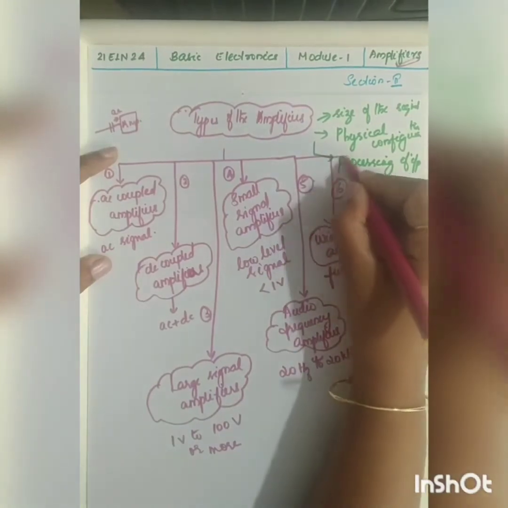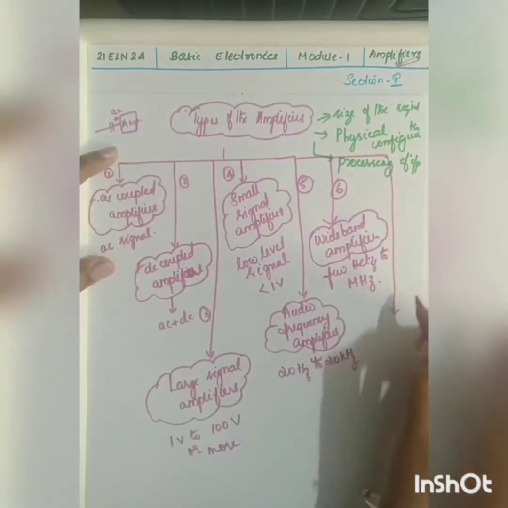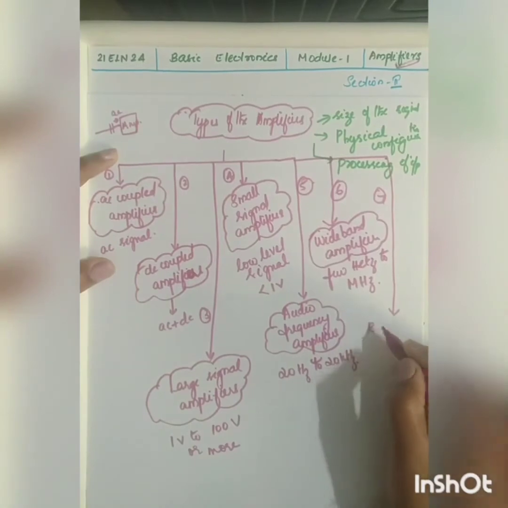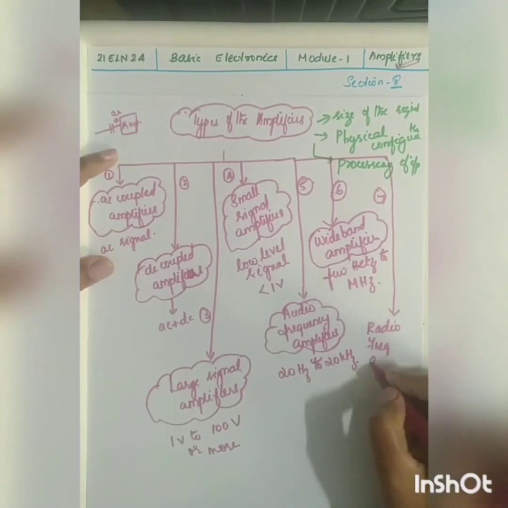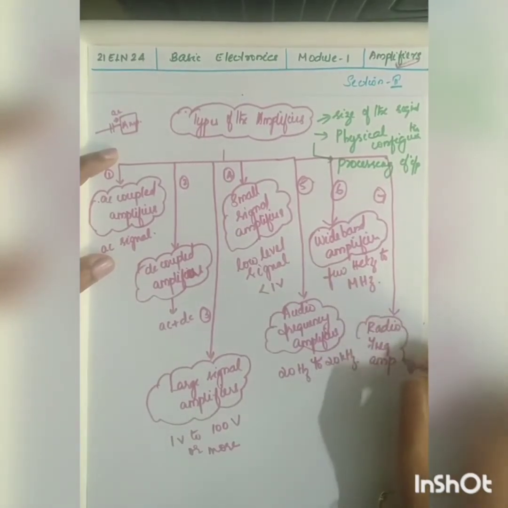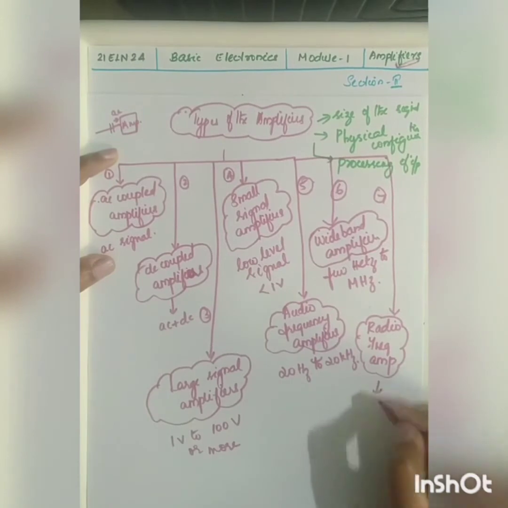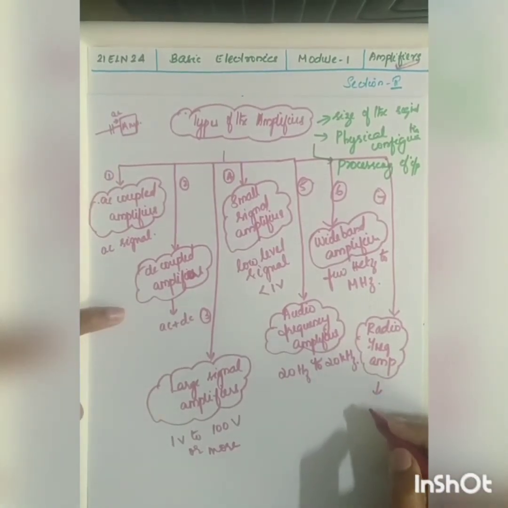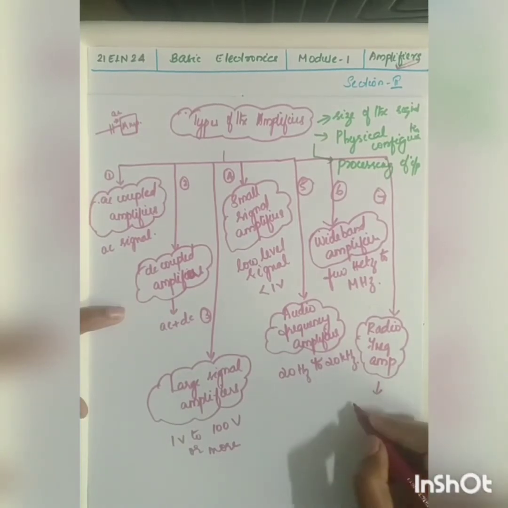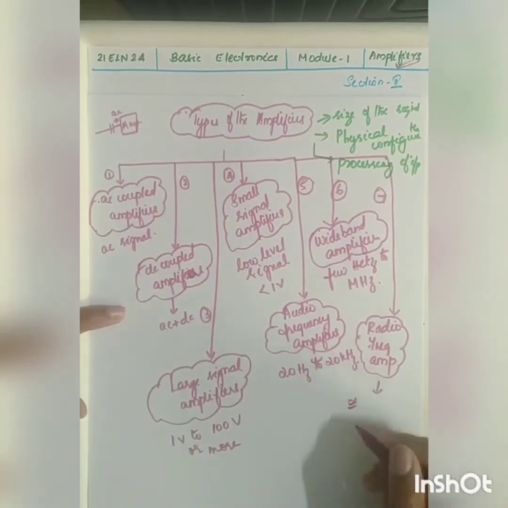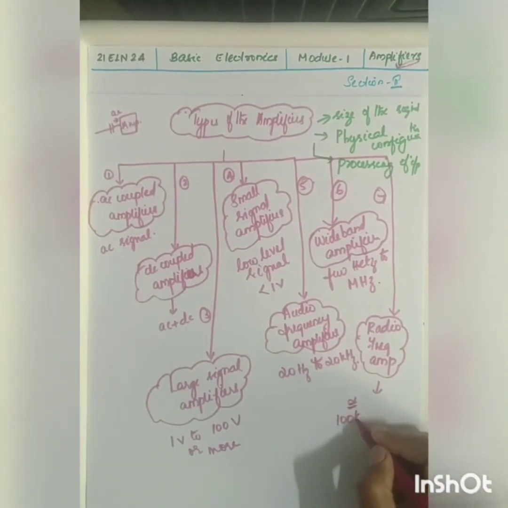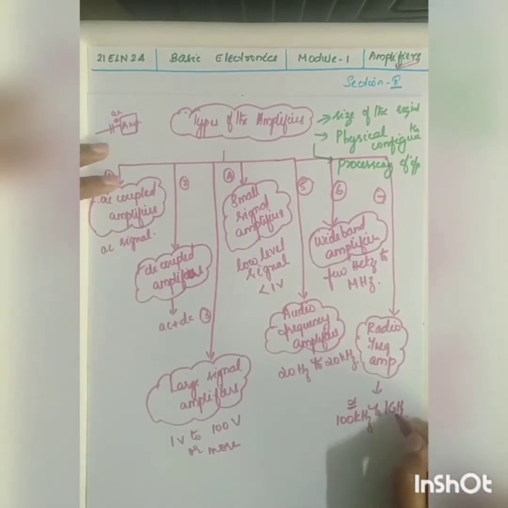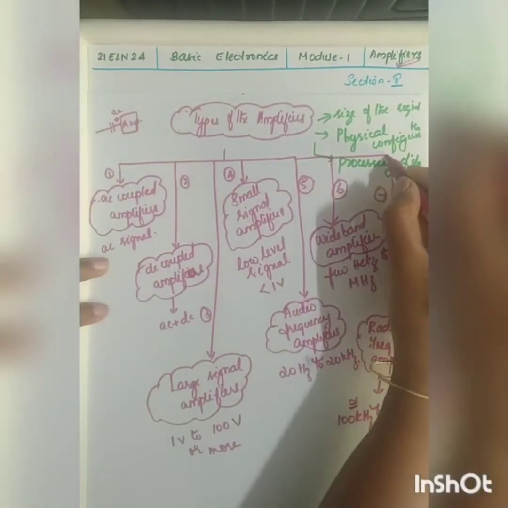The seventh one is called your RF amplifier. What is an RF amplifier? RF stands for radio frequency, right? Radio frequency amplifiers are those amplifiers which amplify the radio frequency range. What is the radio frequency range? 20 kilohertz to 300 gigahertz. Approximately the value is given as 100 kilohertz to 1 gigahertz. Such amplifiers come into the category of radio frequency amplifiers.